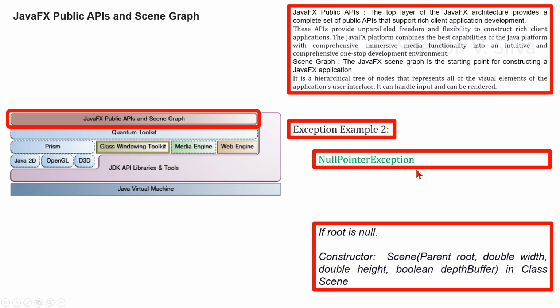As an example 2, we can consider NullPointerException, if root is null in the constructor Scene(Parent root, double width, double height, boolean depthBuffer) in class Scene.